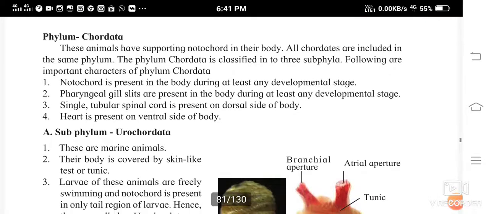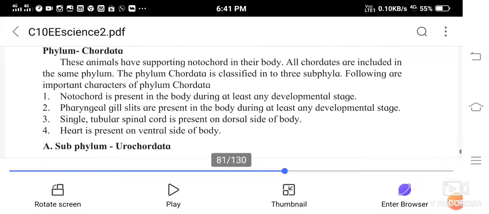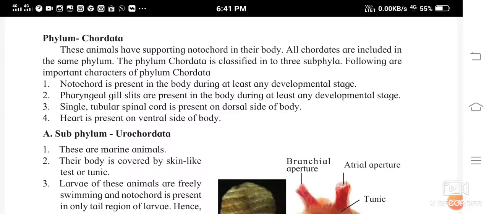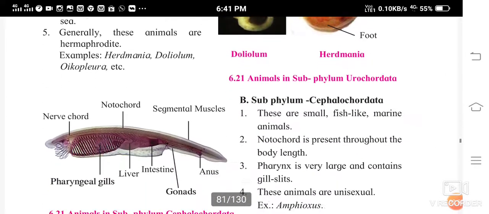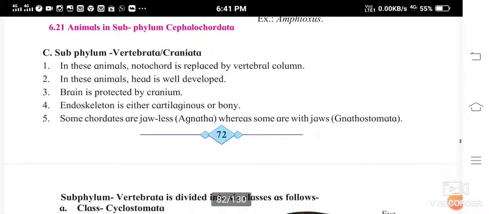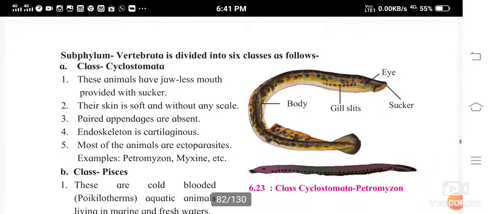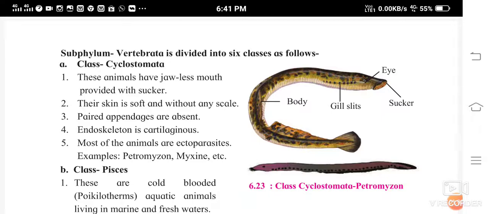I have explained this phylum Chordata to you, right? Yes, and it is divided into three subphyla, that is Urochordata, Cephalochordata and Vertebrata. Now this Vertebrata is again divided into 6 classes. So let us study those 6 classes in detail.